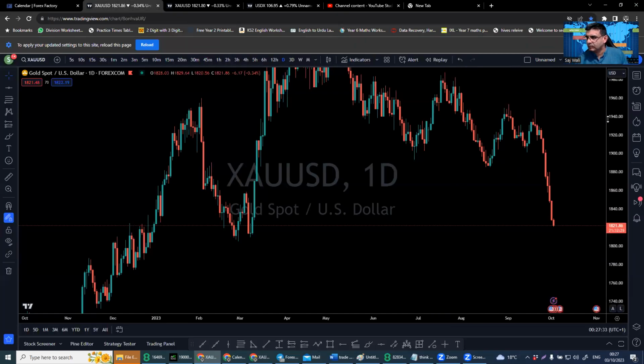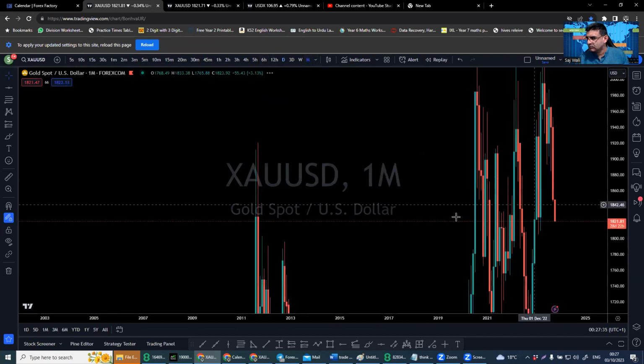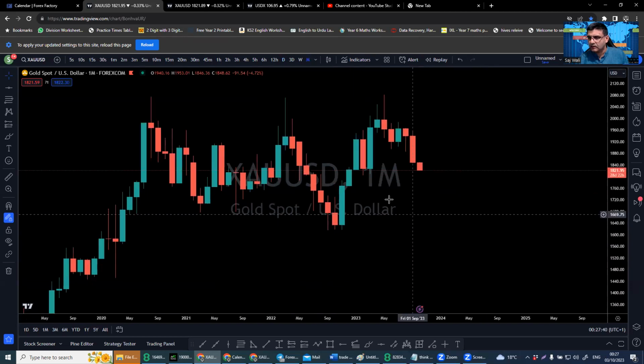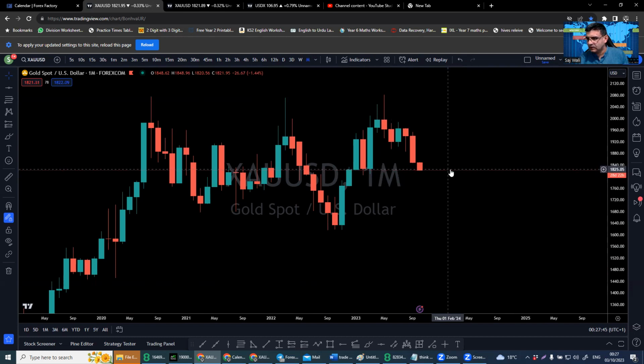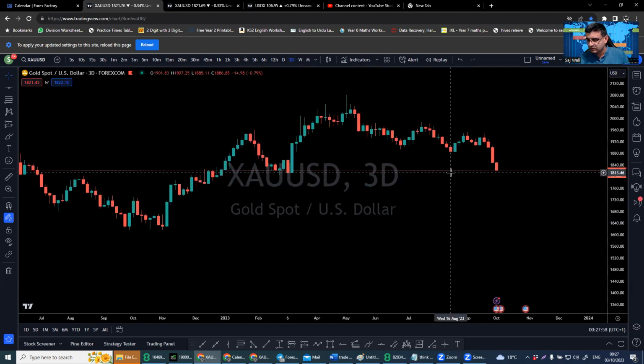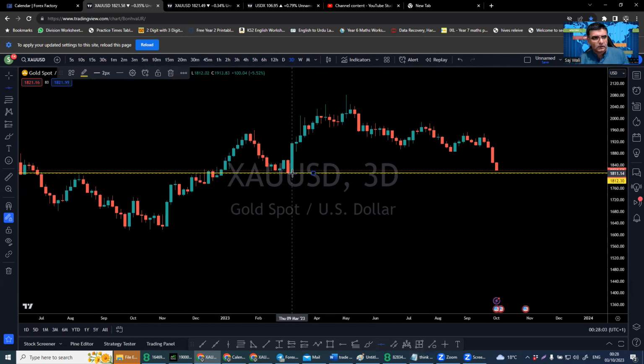See what's happening. Gold giving amazing movements every day. Currently on monthly, it broke the monthly at this level, and hopefully it will break this as well in monthly. Weekly is trying to reach this level. And hopefully it will.